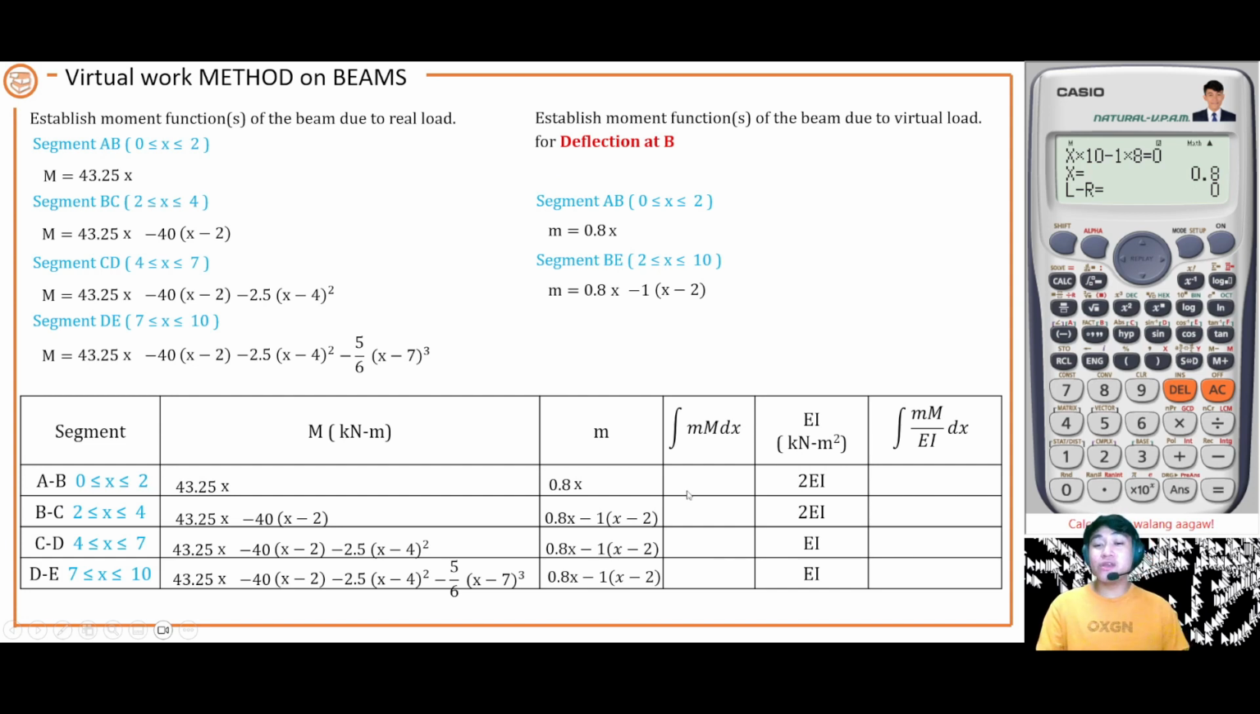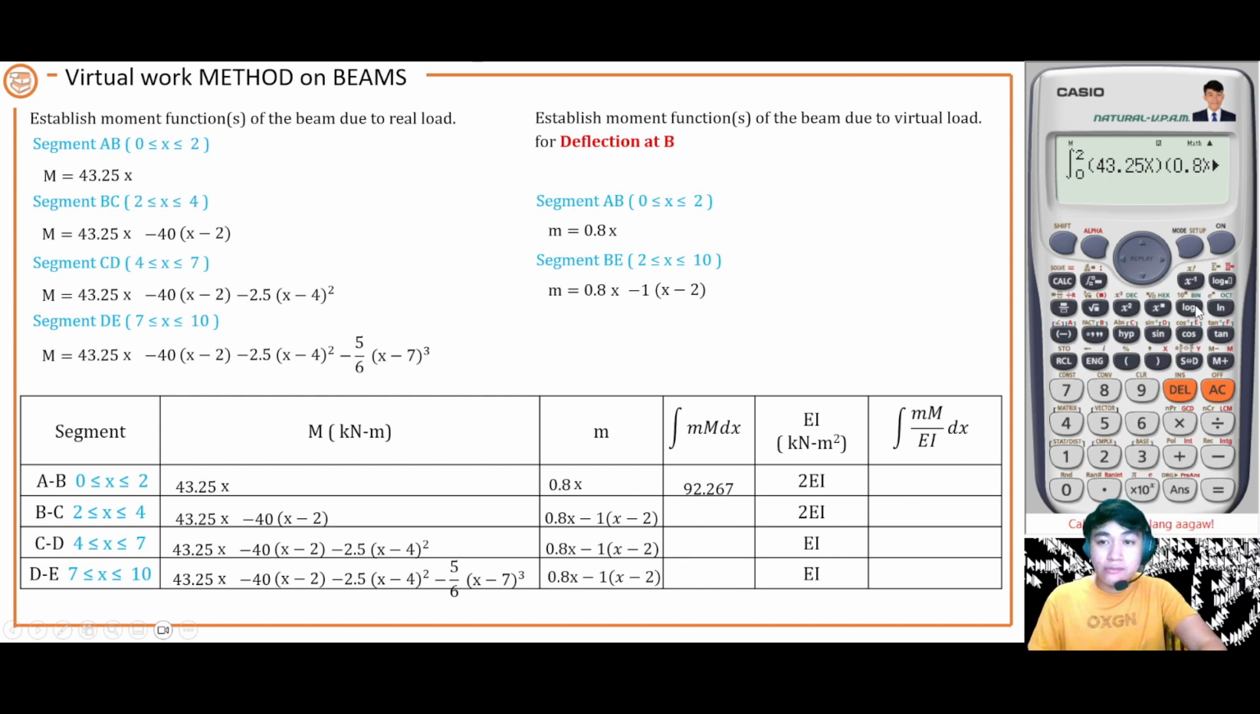Now we are going to evaluate the integral of small letter m times large M. So we have the integral of 43.25x multiplied by 0.8x, and the limits will be from 0 to 2. So the answer is 92.267.